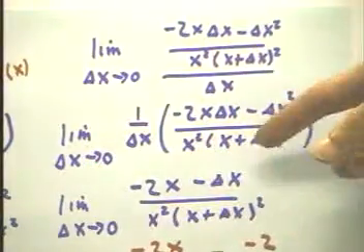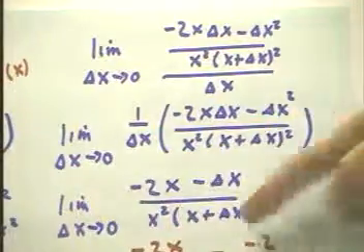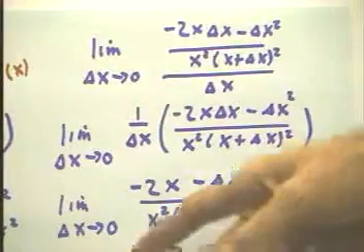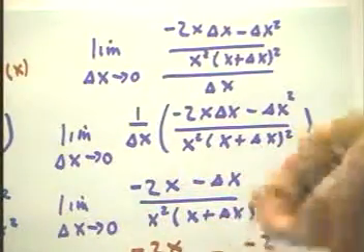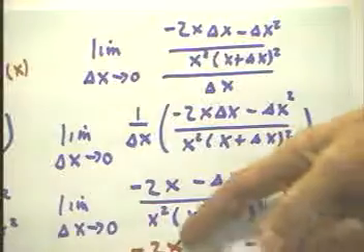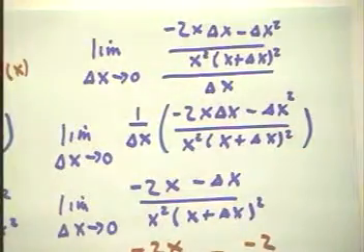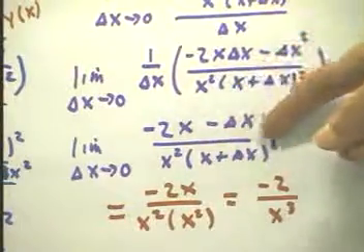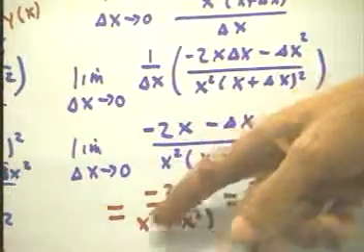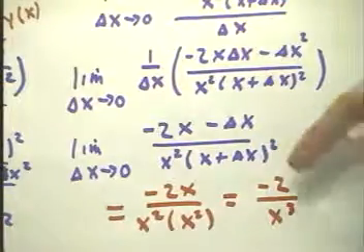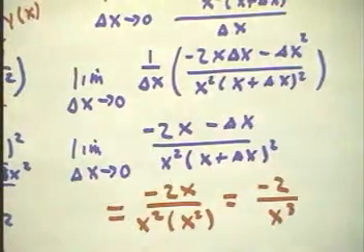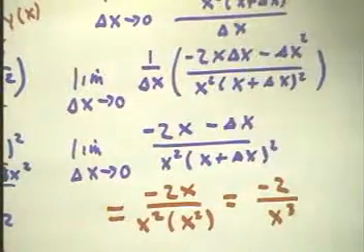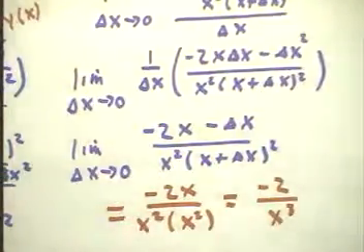We obtain this. And as delta x approaches 0, this delta x is going to go away, and this delta x is going to go away. Sorry, let's see again. When this goes to 0 and this goes to 0, we have negative 2x over x squared times x squared, which simplifies to negative 2 over x cubed. And this is our derivative. So if y equals 1 over x squared, the derivative is negative 2 over x cubed.